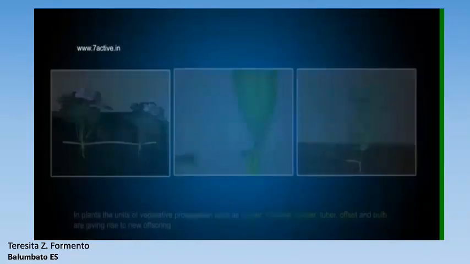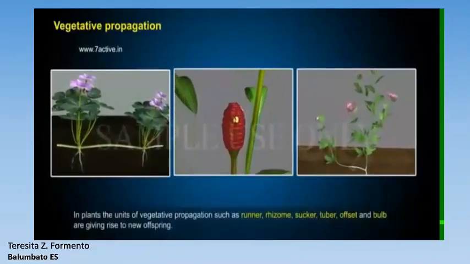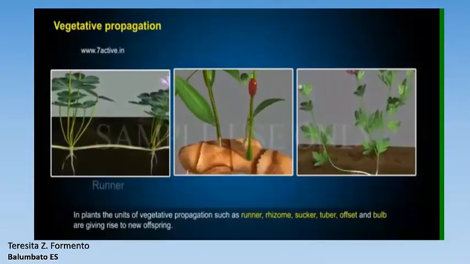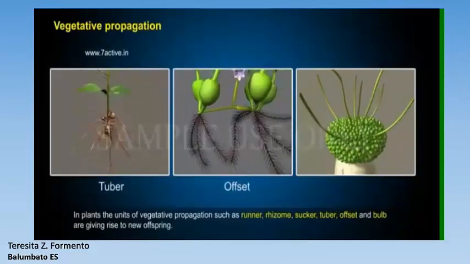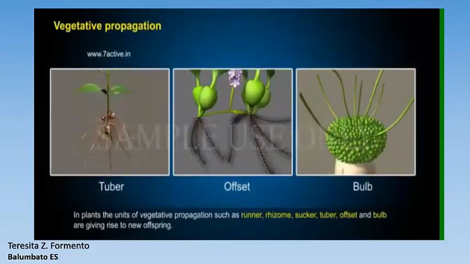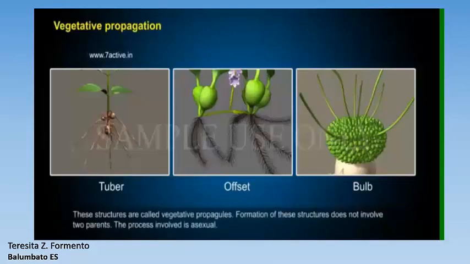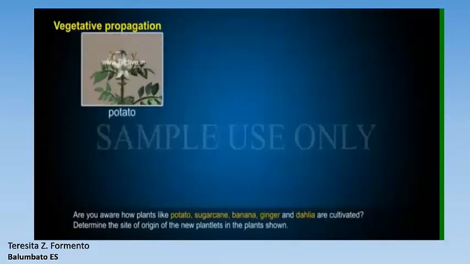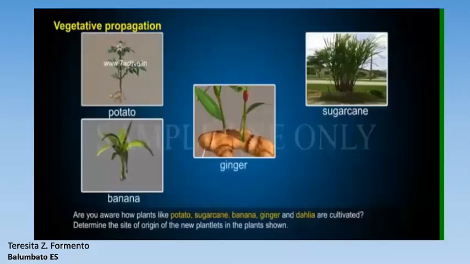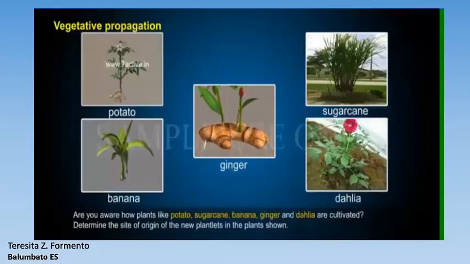Vegetative propagation. In plants, the units of vegetative propagation, such as runner, rhizome, sucker, tuber, offset, and bulb, give rise to new offspring. These structures are called vegetative propagules. Formation of these structures does not involve two parents. The process involved is asexual.